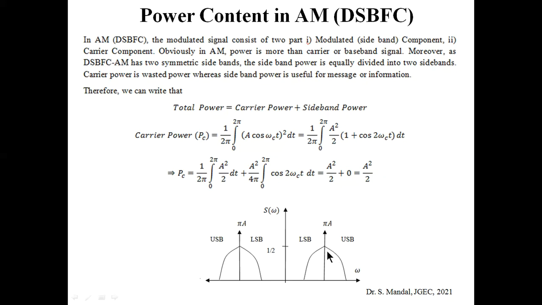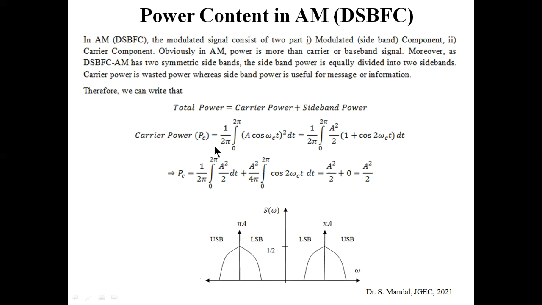You can see that this one is the USB and this one is the LSB, and both are symmetric with the carrier signal. So here you can see that this spectrum both contain the same information. Okay, so the total sideband power has been divided into two parts, or two sidebands, equally divided. Okay, now let's continue.